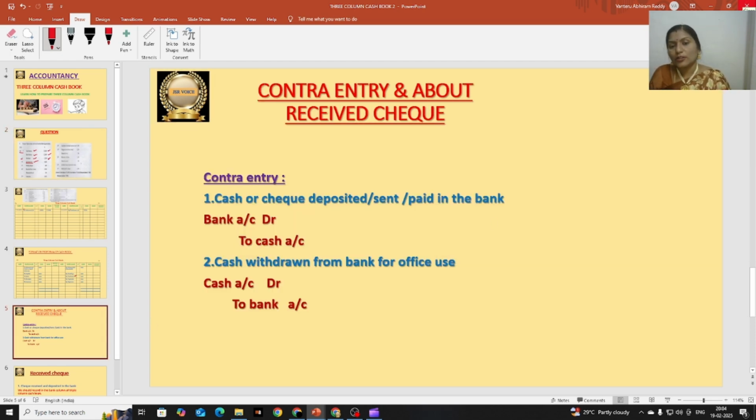One is cash or check deposited or sent or paid into bank. This is a first contra entry. Next one is cash withdrawn from bank for office use. This is a second contra entry.